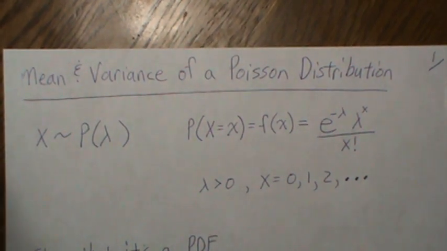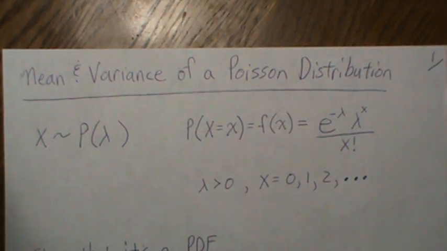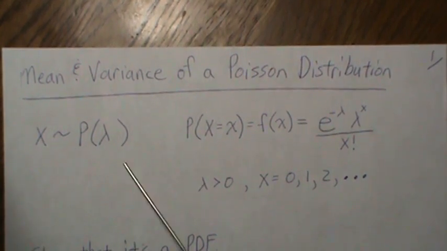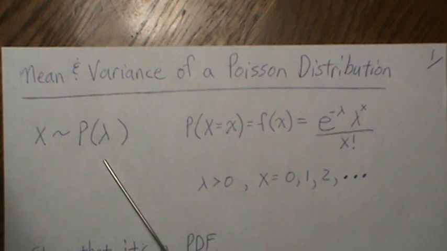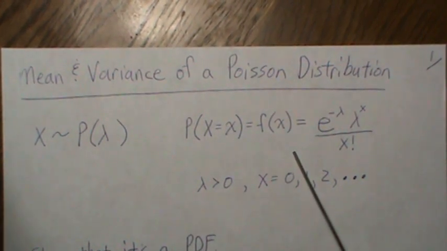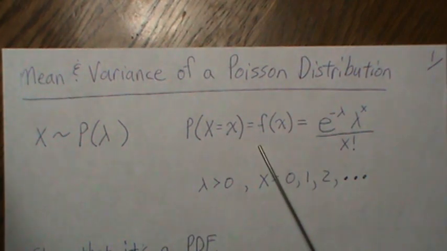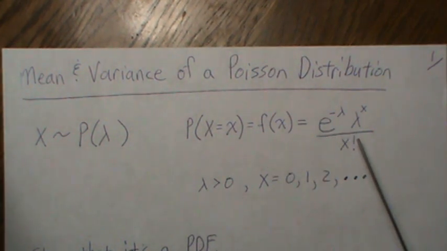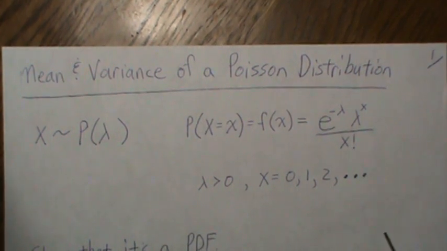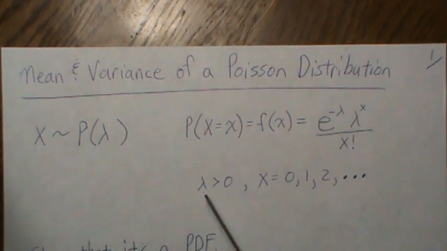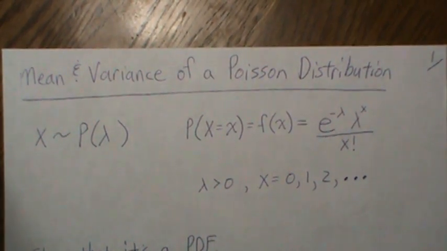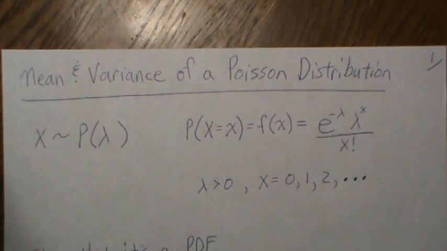Hello, in this video we're going to look at the mean and the variance of a Poisson distribution. More specifically, we're going to derive the mean and the variance. So X is a Poisson distribution with the PDF f of x equals e to the minus lambda, lambda to the x over x factorial. Lambda is positive, and our domain is the non-negative integers.